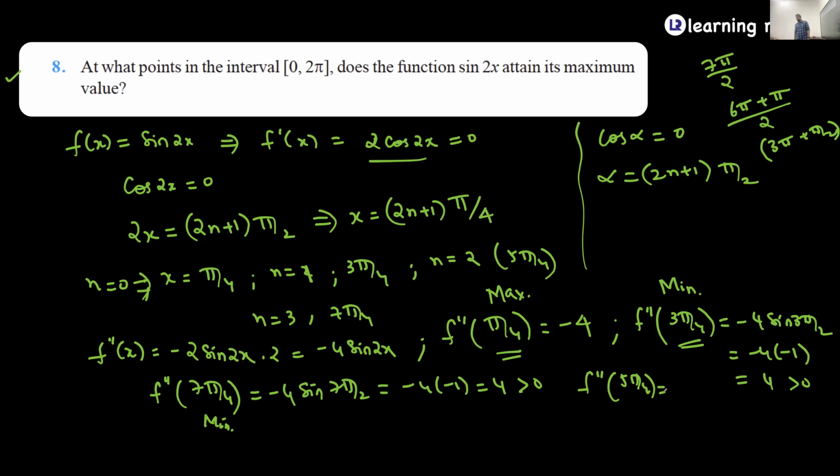So f double dash of 5 pi by 4, this point. Actually, pi by 4, we wrote it here. 3 pi by 4 is here. 5 pi by 4, I missed it. I'm writing it here. 7 pi by 4, it is minimum. See, it's very simple, okay?